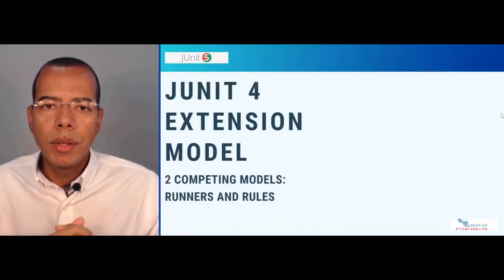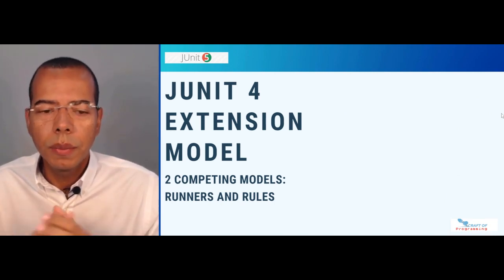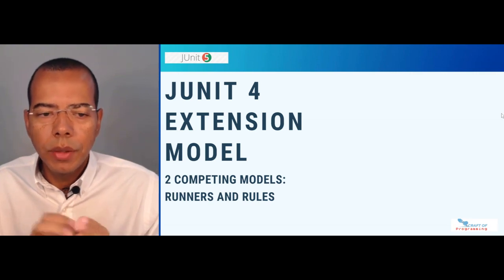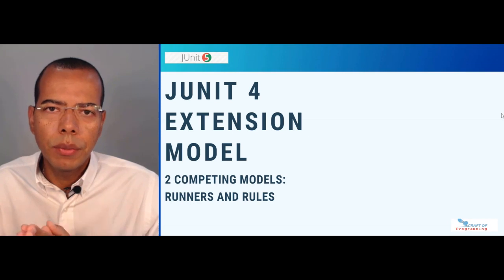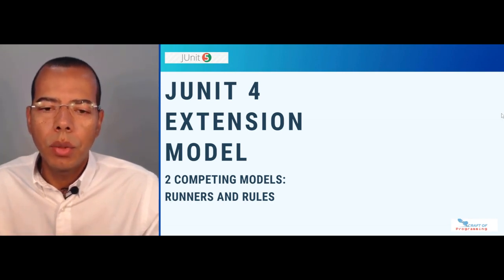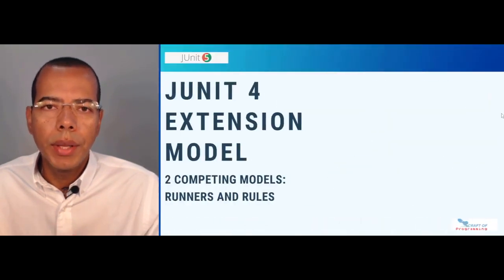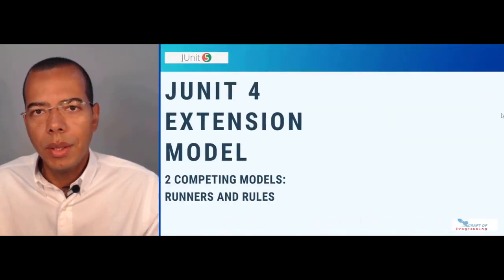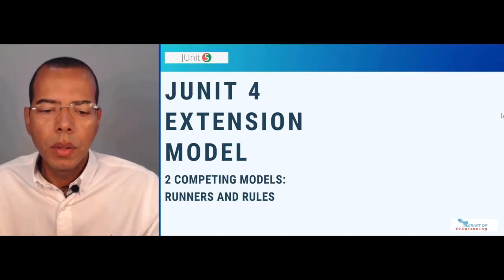So now let's cover the extension model, which is another big change in JUnit under the hood. This addresses the drawbacks of JUnit 4 in terms of how the extension model was handled. As you can see here, there were two ways that you could extend a JUnit test. One was via runner, another one via rule.